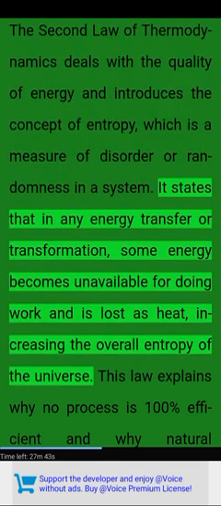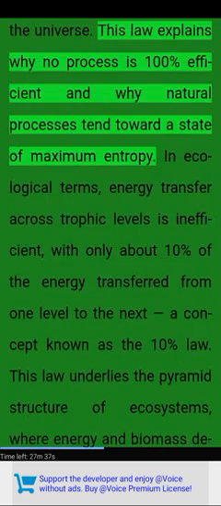It states that in any energy transfer or transformation, some energy becomes unavailable for doing work and is lost as heat, increasing the overall entropy of the universe. This law explains why no process is 100% efficient and why natural processes tend toward a state of maximum entropy.